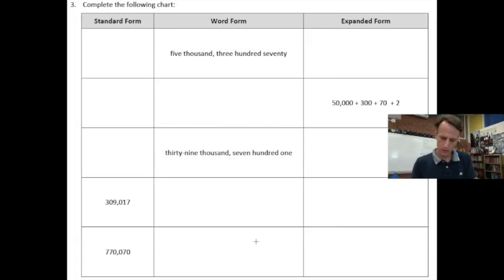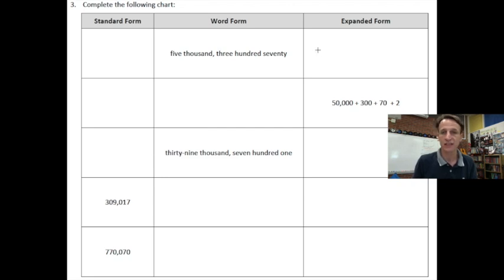And in number 3 here, we have to complete this chart. So we're going to write a number in standard form, word form, and expanded form. And you see we have 5 different rows here, 5 different numbers we'll be working with, and we're given one of the forms to work from. So let's just dive right in. So in word form, we're given 5,370. So let's do this in expanded form first, shall we?